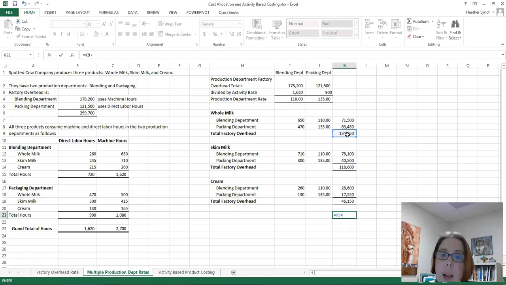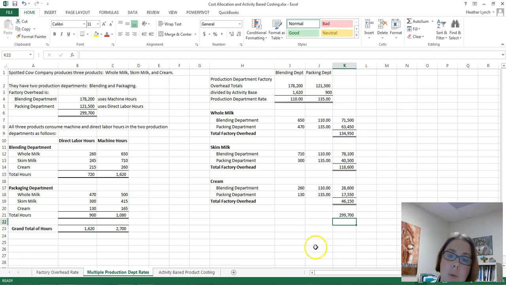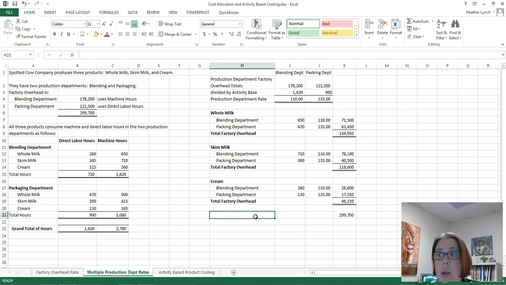I want to do just a quick thing to show you. The $134,950 plus the $118,600 plus the $46,150 still equals the $299,700, which was the total factory overhead that we figured out. But now we can use that total factory overhead and give a more accurate cost for each product.